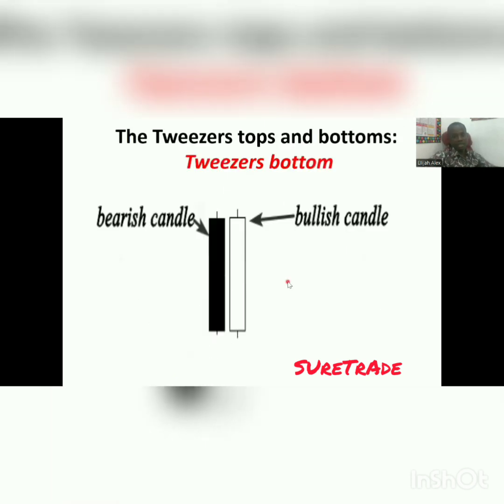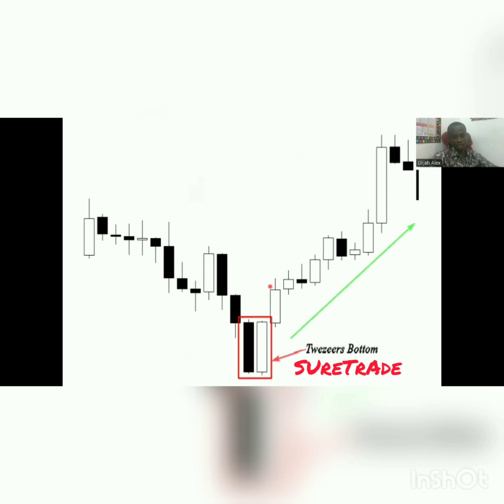All right. Next is the tweezer bottom or tweezer top. This is the tweezer bottom. This occurs at the bottom of a downtrend. It shows a bullish reversal. You can see here, okay? See here, you can see now this is a tweezer bottom, okay? It's going up after the formation of this candlestick. When you see these two candlestick formation, it means that the market is about to reverse to the upside. So like I told you, make sure you open your trade at the close of this candlestick pattern and take your profit at the next key level.